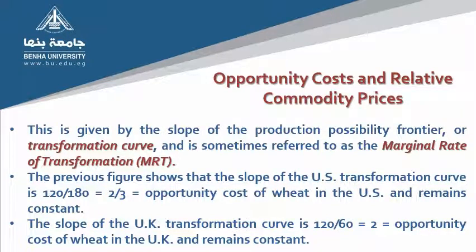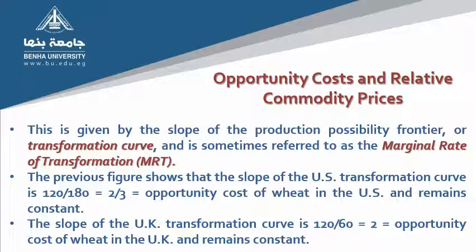Opportunity costs and relative commodity prices. We have seen that the opportunity cost of wheat is equal to the amount of cloth that the nation must give up to release just enough resources to produce one additional unit of wheat. This is given by the slope of the production possibility frontier or transformation curve, and is sometimes referred to as the marginal rate of transformation.